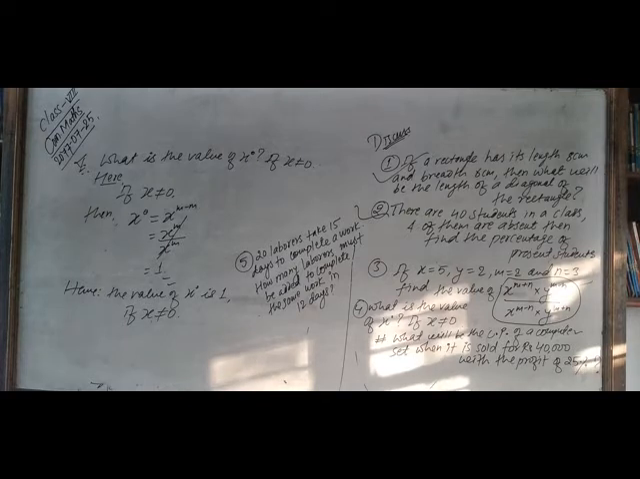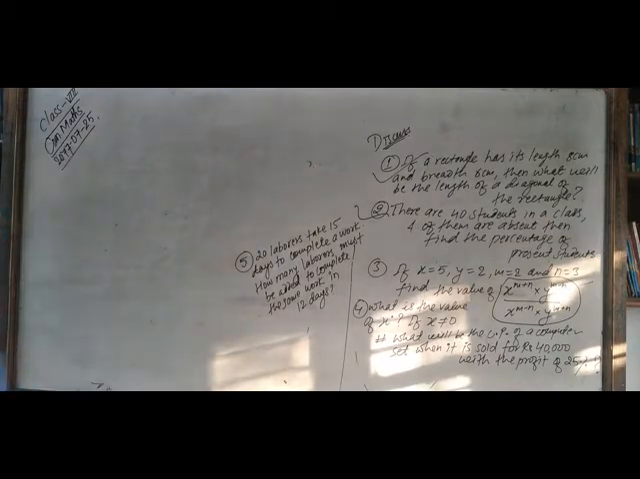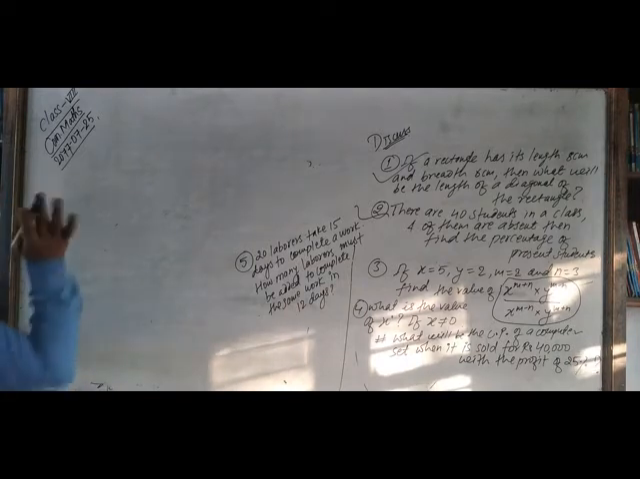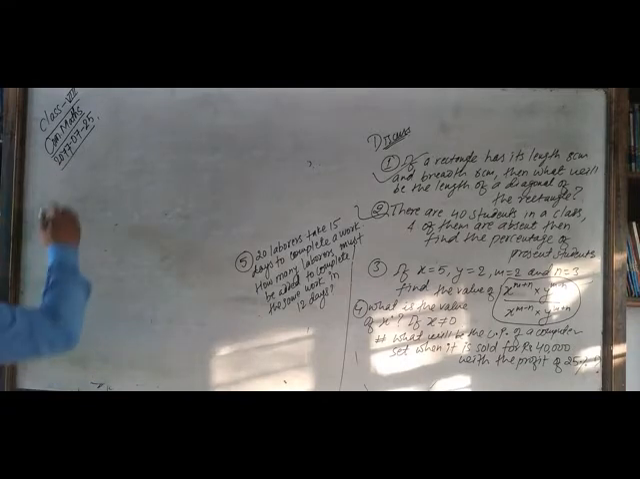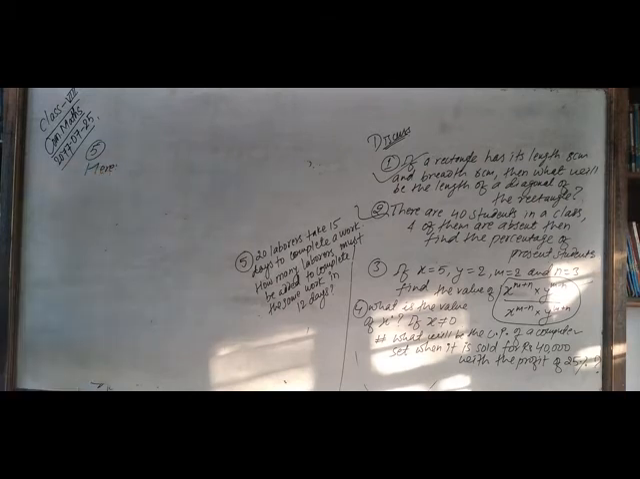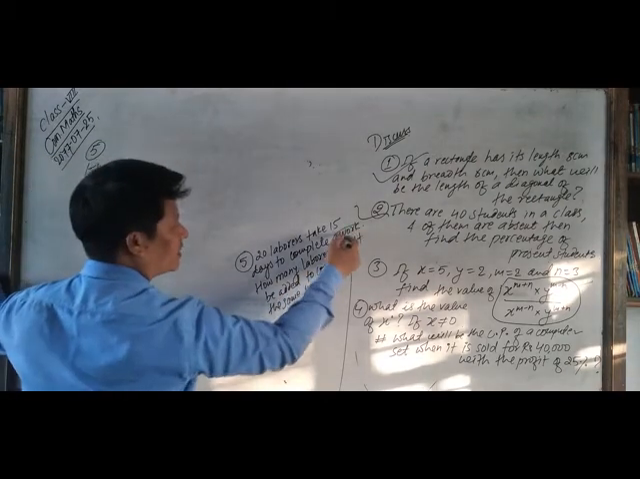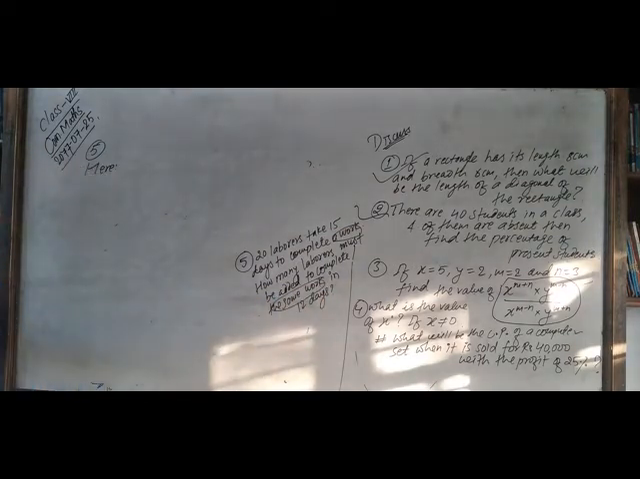Okay, dear students, let's come to question number 5. 20 laborers take 15 days to complete a work. How many laborers must be added to complete the same work in 12 days? Question number 5 here. Same work is given. That's why it is not necessary to take the work.